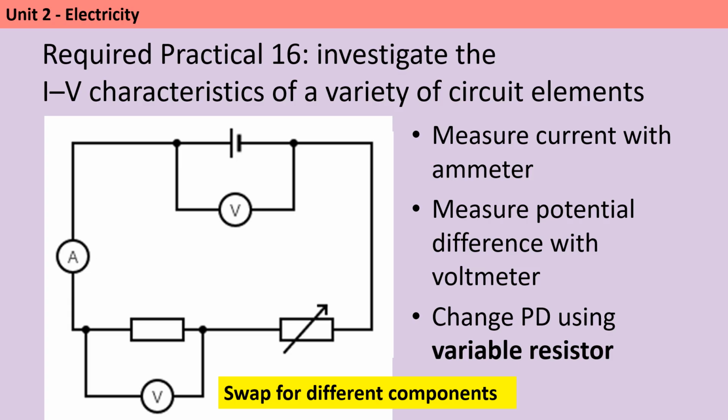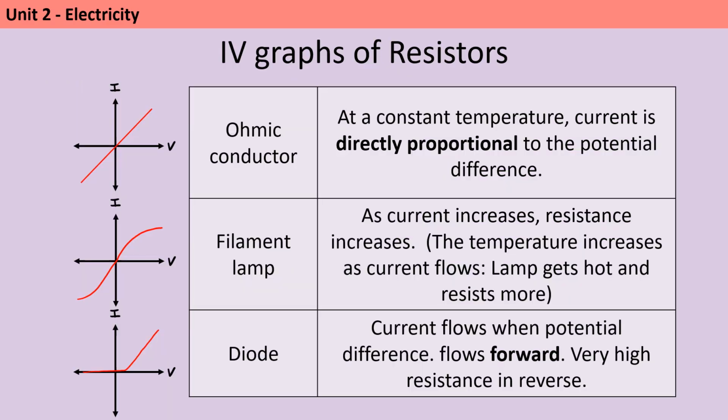So here I've got a resistor in the bottom left, which is what I would be currently measuring the current and the potential difference of. So that's what I would swap out for a different kind of component. Having completed that required practical, you'd be able to draw these three graphs.